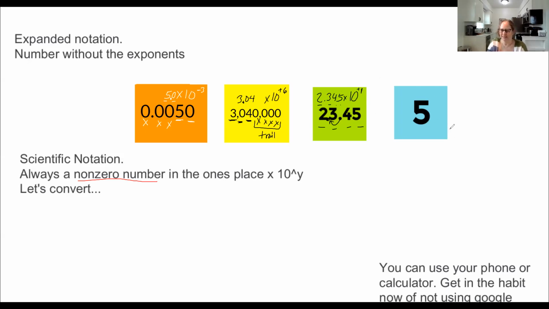Here's your trick question of the day over here. This guy doesn't have one. He already has a number in the ones. 10 to the 0. Why? Because 10 to the 0 is equal to 1. So I'm just saying 5 times 1 here. 1 sig fig, 1 sig fig.